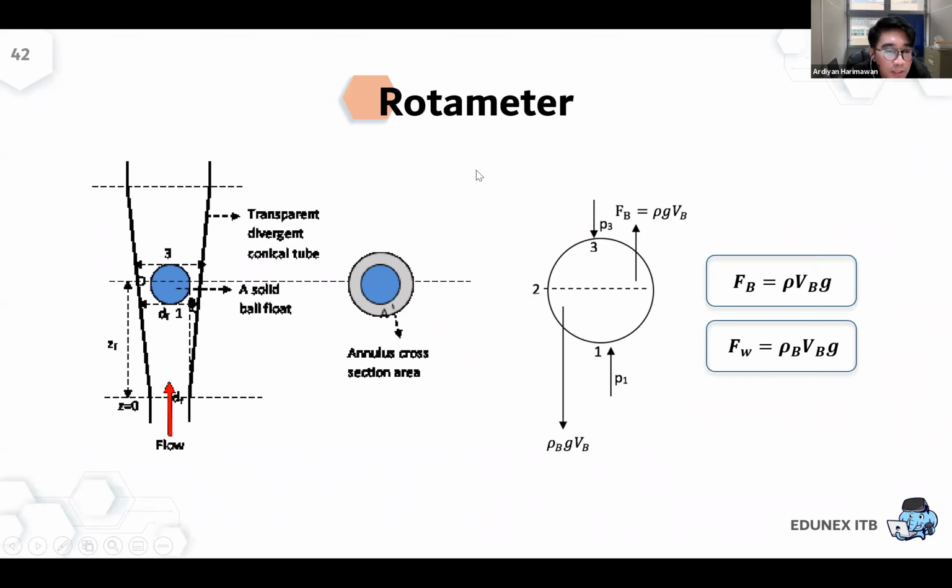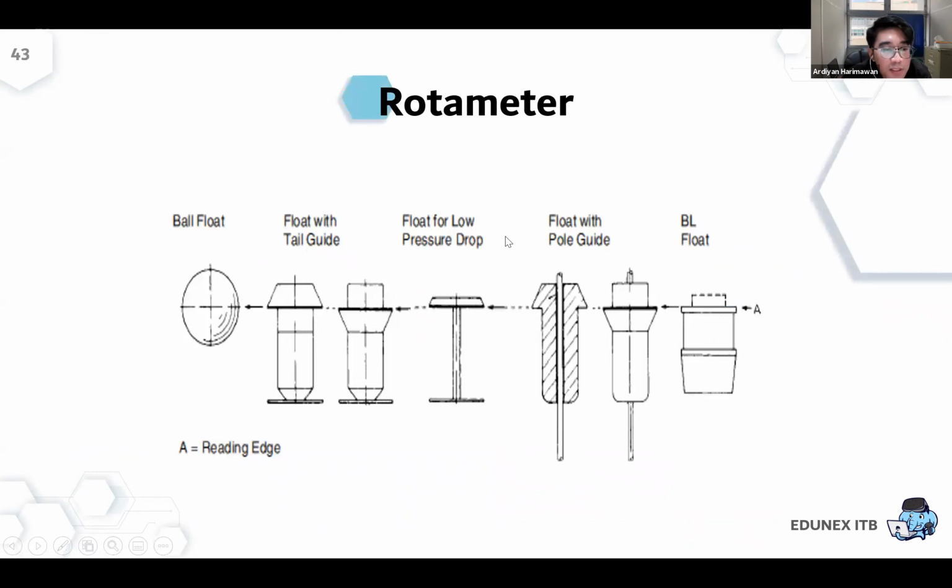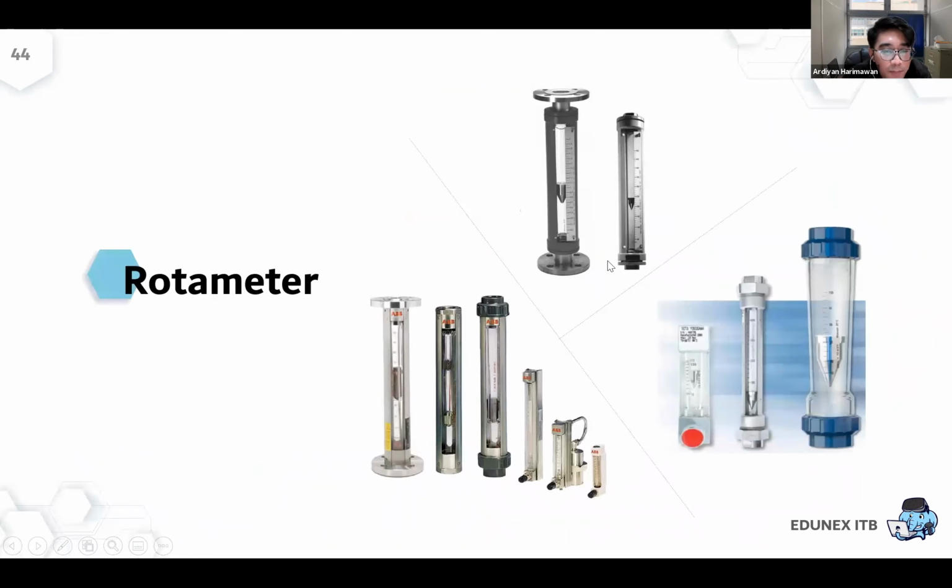Okay, I think for the last part, this is rotameter. Have you seen this kind of equipment? Pernah lihat nggak alat seperti ini?